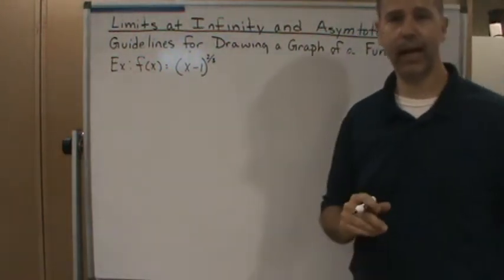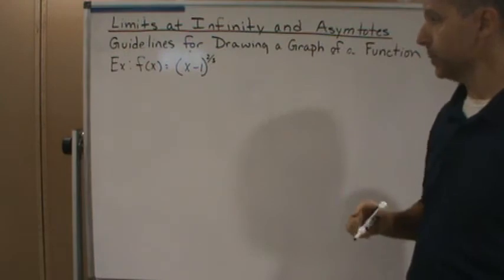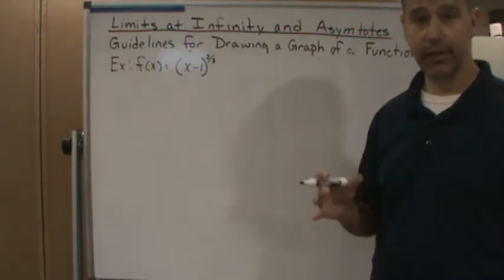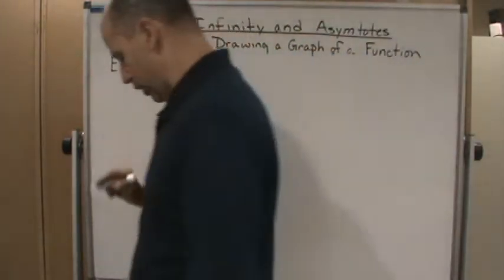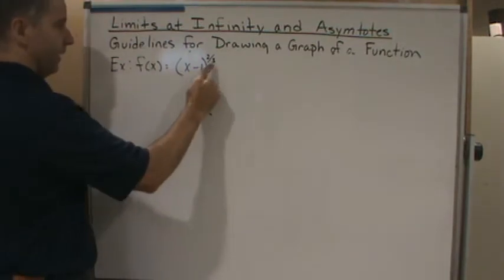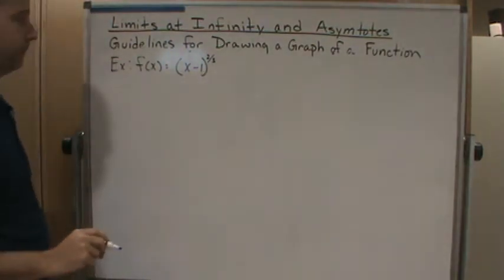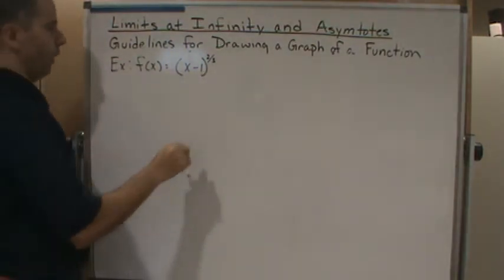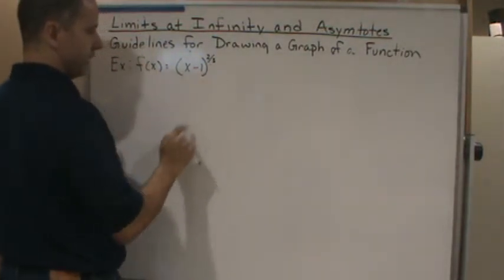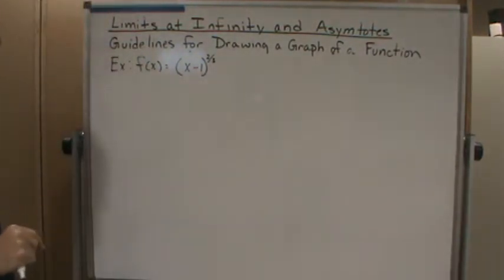Okay, welcome back. Now we're going to do another example of graphing, sketching the graph of a function. This one has a rational exponent, okay? So one of the characteristics of when you see something like this is it's going to include a cusp in the graph, okay?